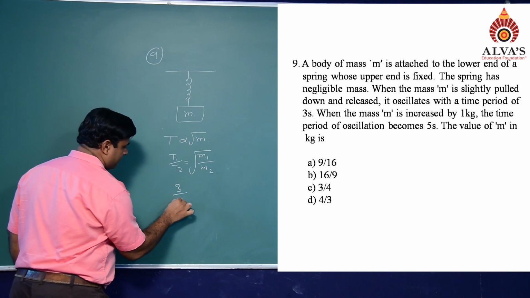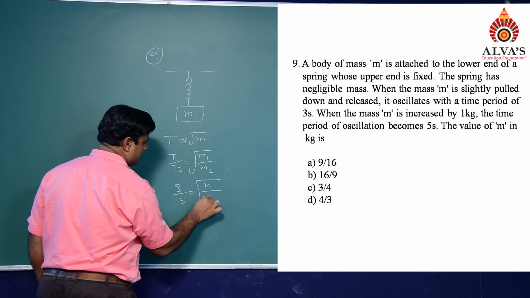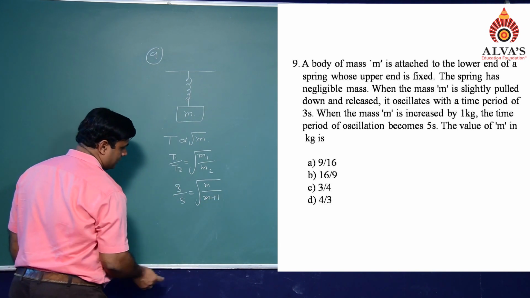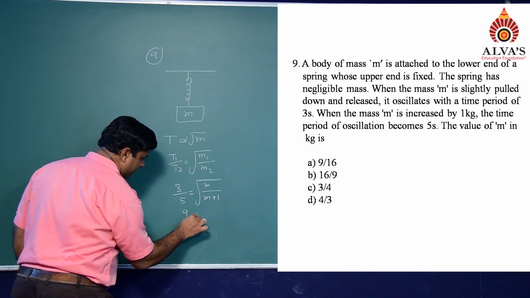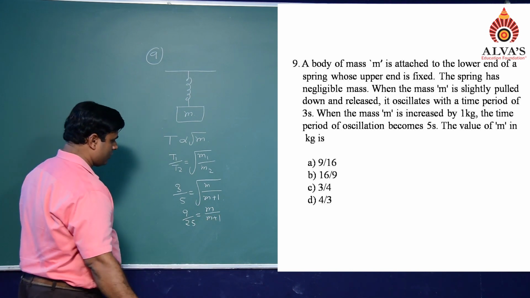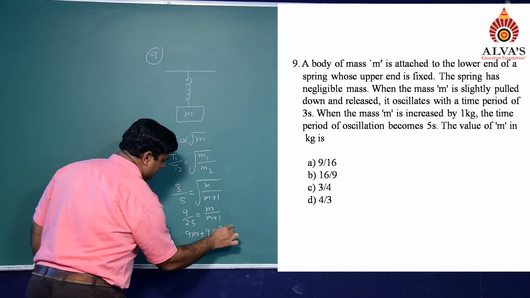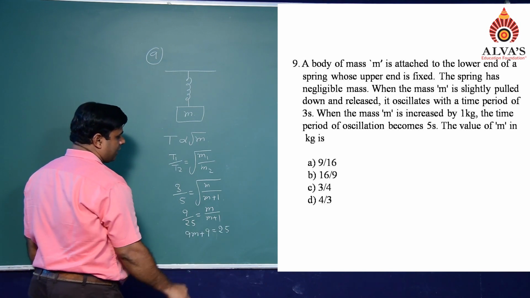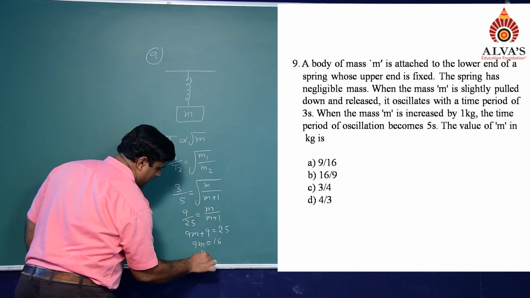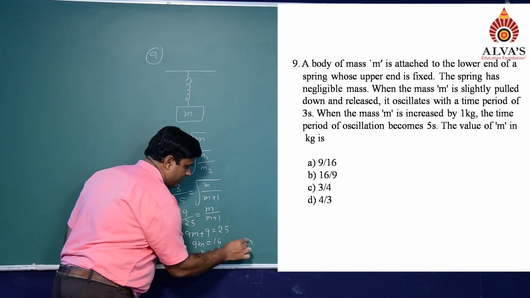Initial time period is 3, second time it is 5. Initial mass is m, then it is increased by 1 kg, m plus 1. To eliminate the square root, squaring both sides, 9 by 25 equal to m divided by m plus 1, which gives rise to 9m plus 9 equal to 25m. 25 minus 9 is nothing but 16. So, 9 equal to 16m, m equal to 9 divided by 16. So, the answer should be B.